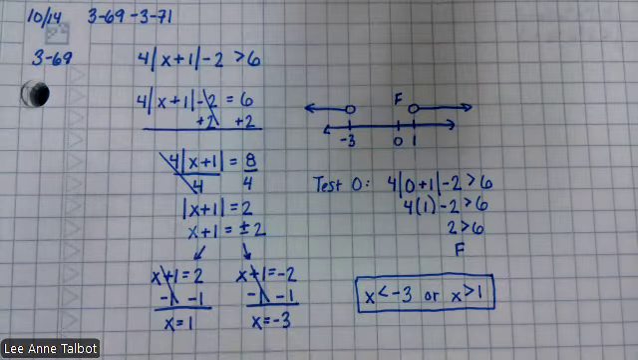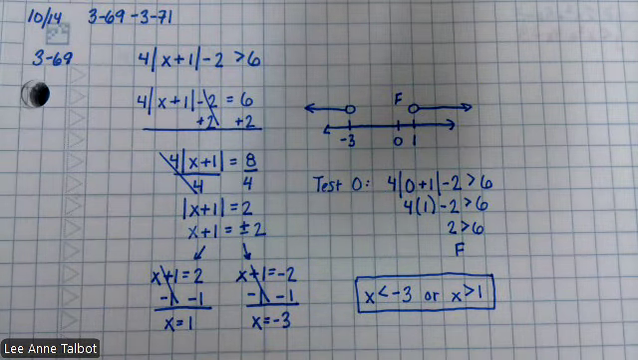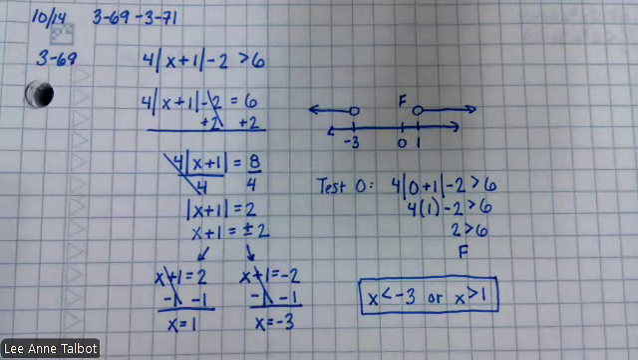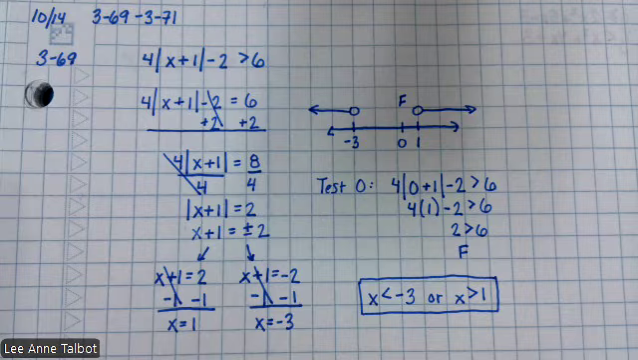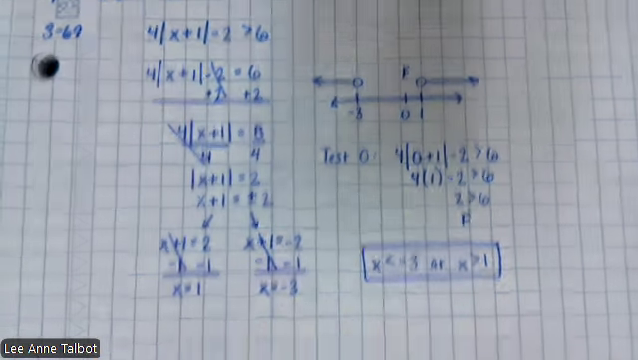Okay, that problem was a review from Friday, except kind of not because we didn't do an absolute value one. Any questions about number 69 before I move on to number 70? Are you sure? Okay.